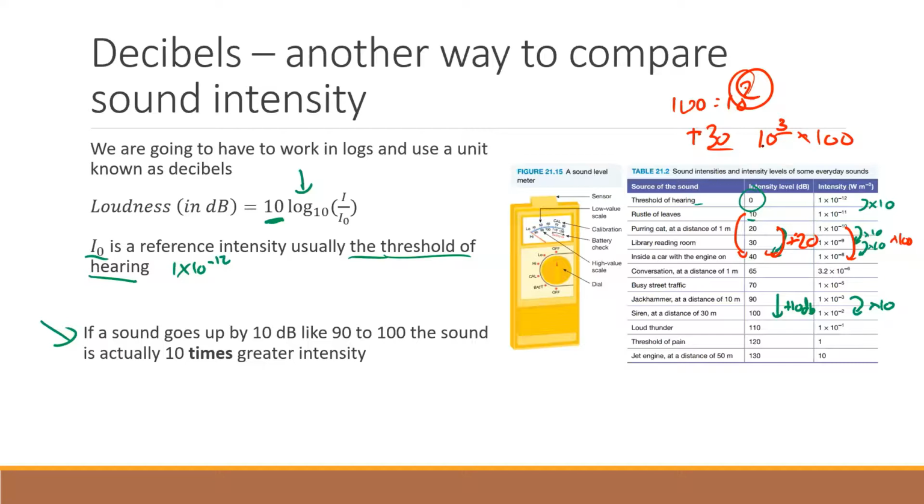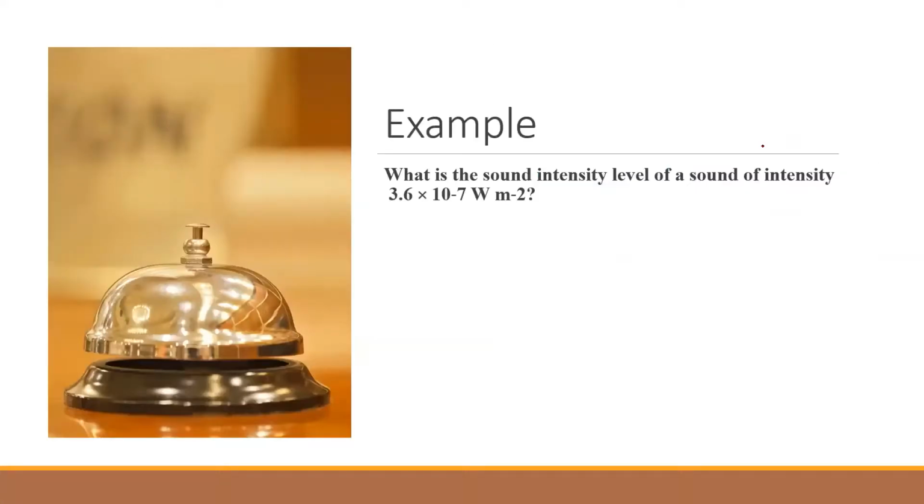Let's do an example to get some ideas here. What is the sound intensity level of the sound intensity 3.6 times 10 to the negative 7 watts per meter squared? Okay, so how do we work this out?